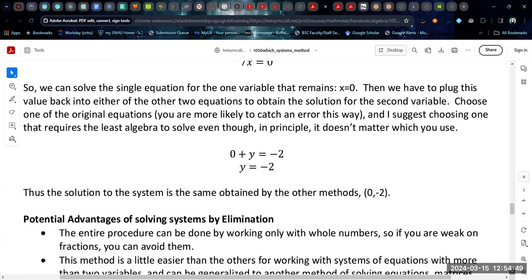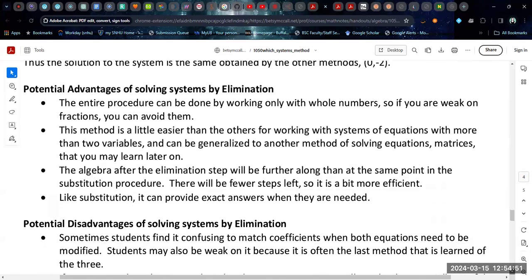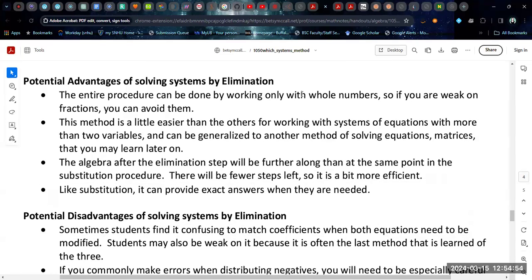Now, potential advantages of solving systems by elimination. The entire procedure can be done by only working with whole numbers. So if you don't have a coefficient of 1 or -1, where substitution would introduce fractions into the problem, you don't have to worry about introducing fractions when you're using elimination. You can just avoid them altogether and just modify one or both equations until you can get them to match up.